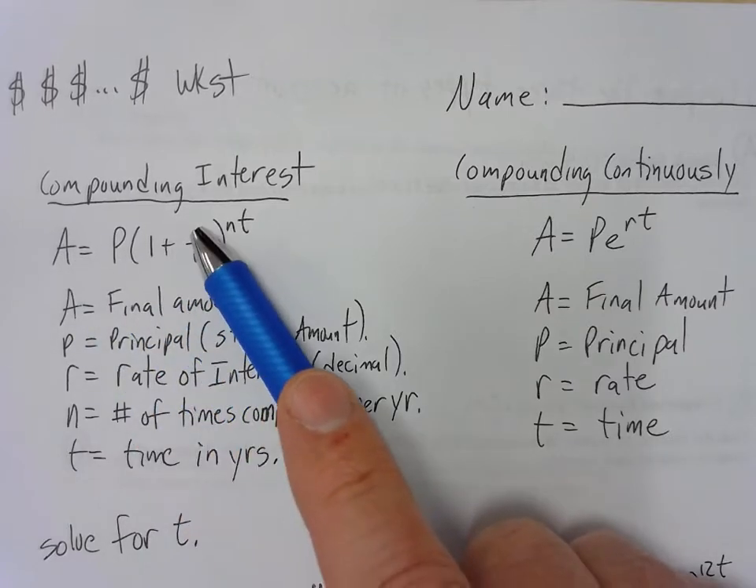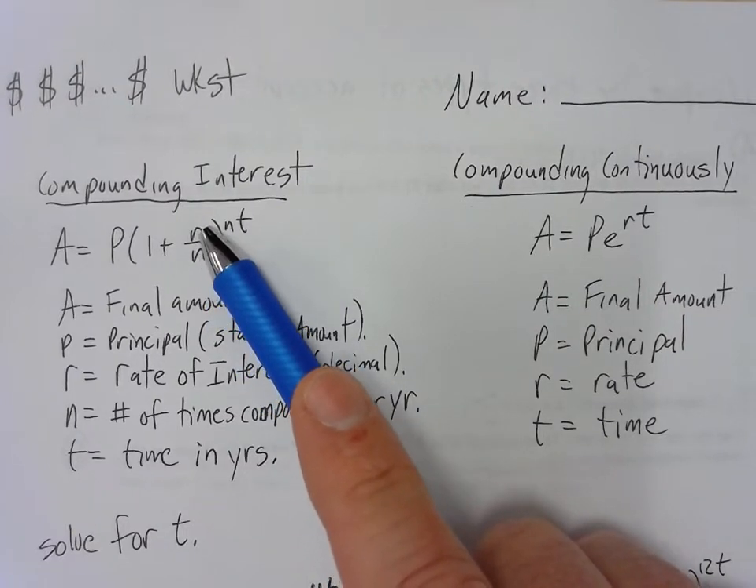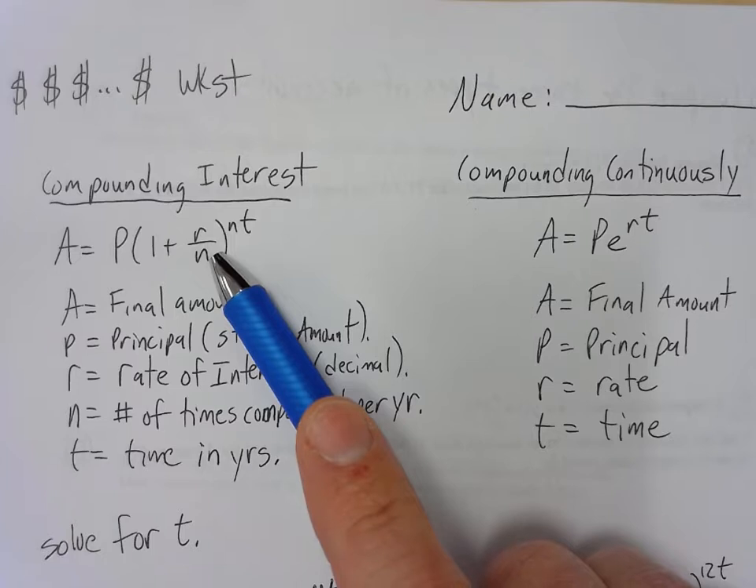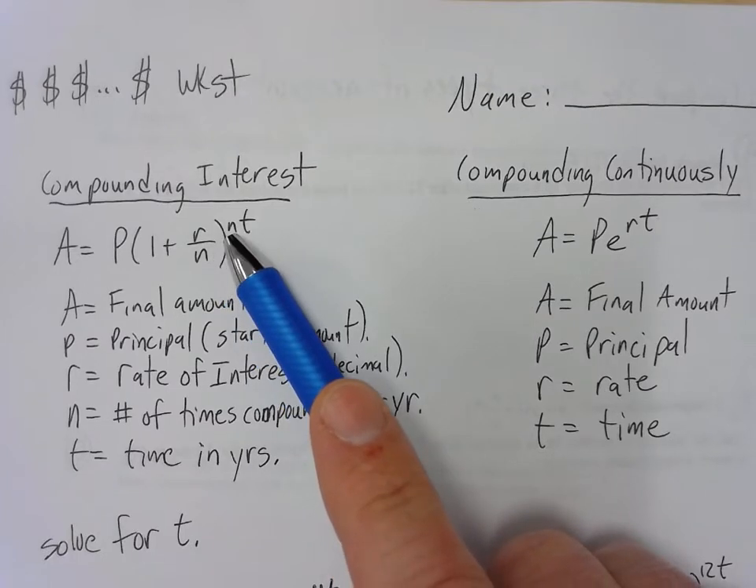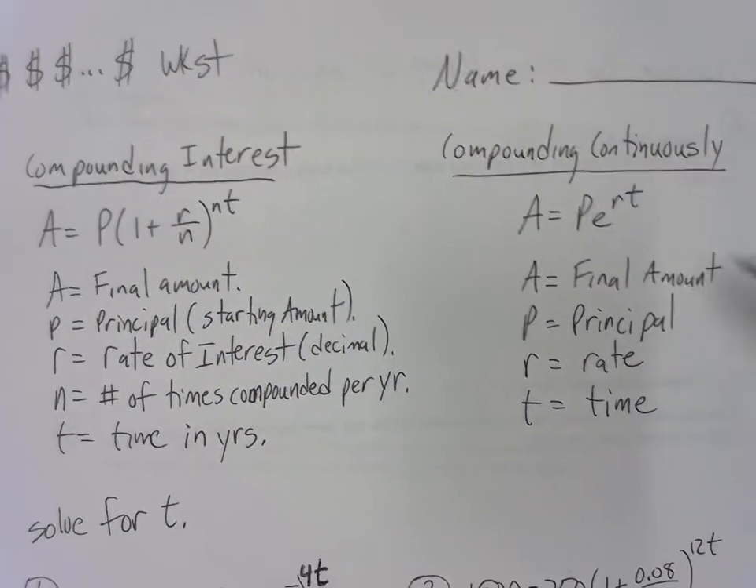And then 1 plus r over n, where r is your rate of interest as a decimal, and n is the number of times you compound, the number of times you figure out interest in a year. Then n is repeated, and t is the time in years.